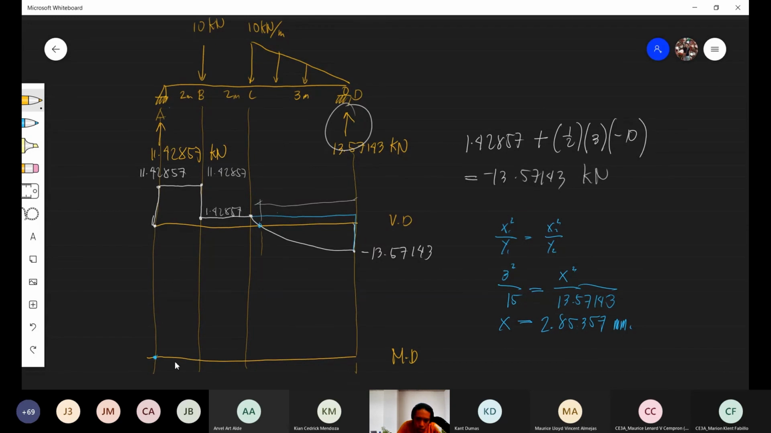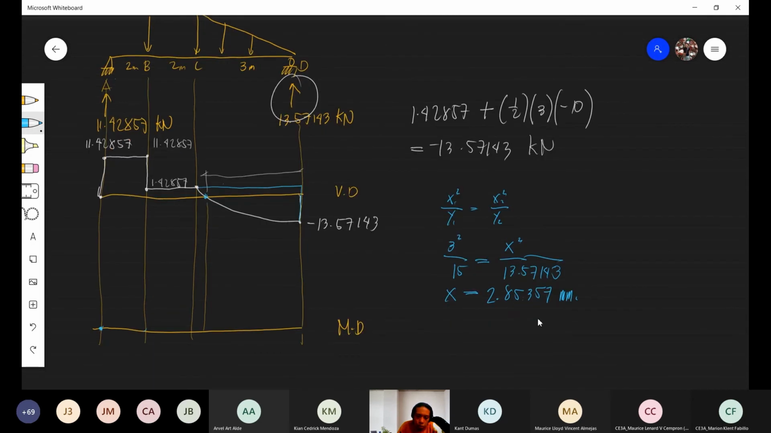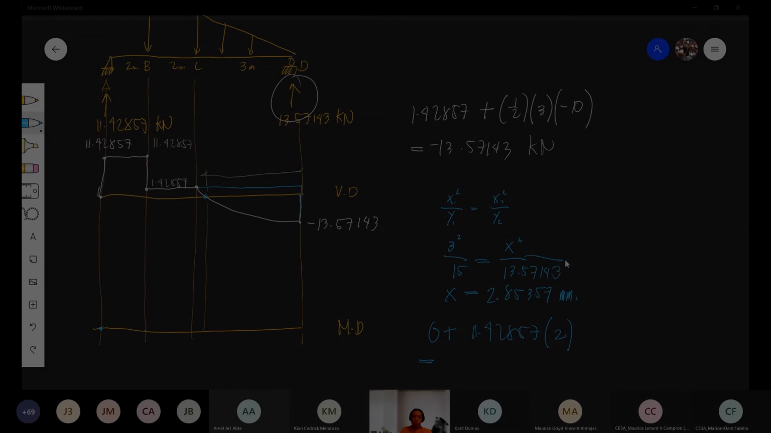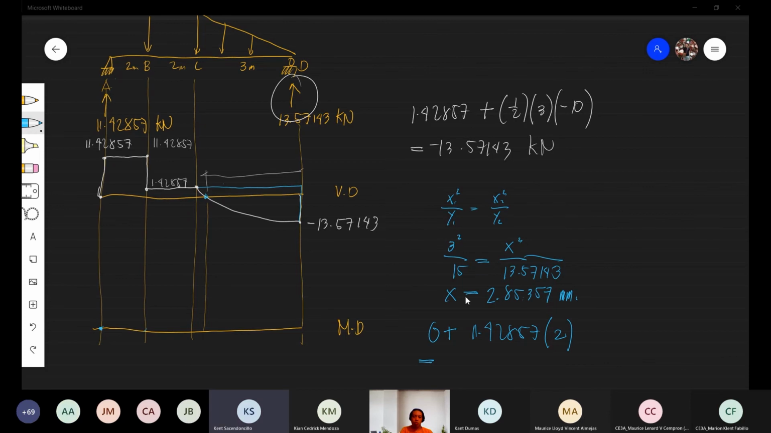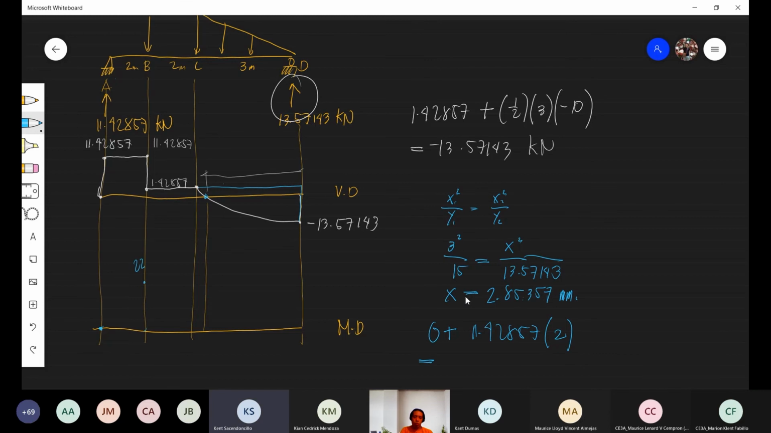Then we need to project this down. The next point is that point. You carry the 0, right? 0 plus the area in between, which is 11.42857 times 2, that is 22.85714. That is 14. Yes, sir, 14. This is in kilonewton meter because it is moment.